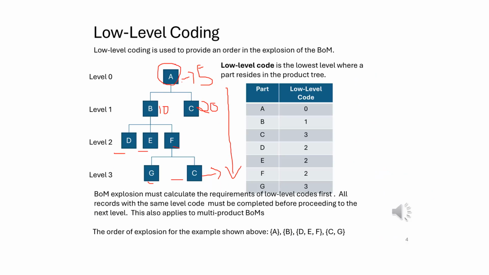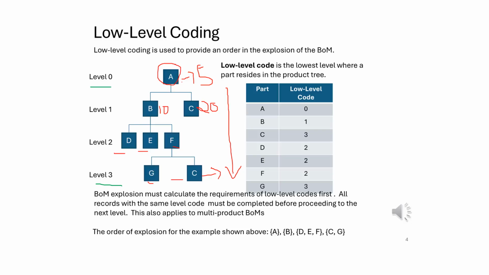So coming back to the previous slide about low-level coding, which we already discussed, it also talks about the strategy about how we go about building the MRP. So over here, level 0 is the highest level, and level 3 is the lowest level, and that represents each individual level coming down this product tree of RBOM. So in level 0, we have the main assembly A. In level 1, we have a sub-assembly B and a part C. In level 2, we have a part D, a part E, and a sub-assembly F. And in level 3, which is the lowest level, we have 2 parts, G and C.